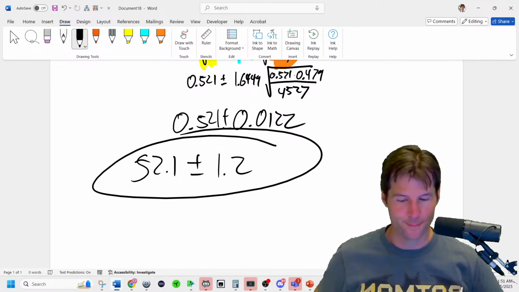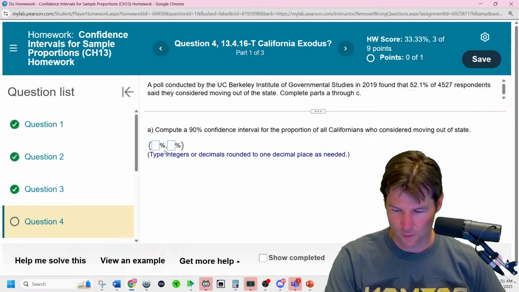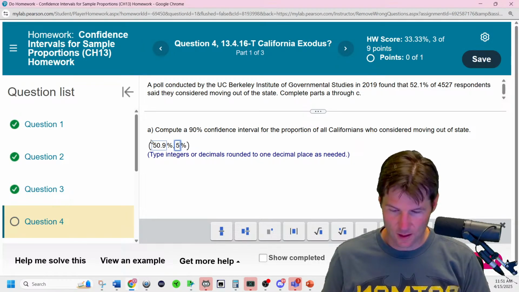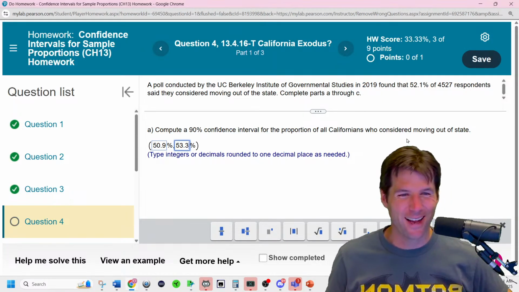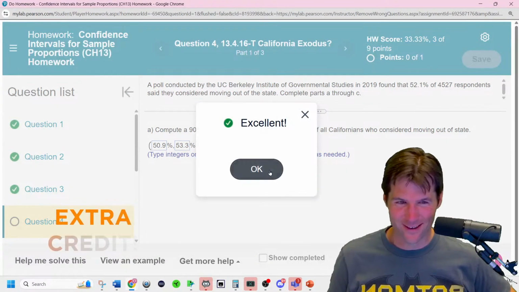Yep, 50.9. Subtract and then add. And go back to here. So 50.9 is the subtraction, and then 53.3 is the addition. I like the decimals at DD right there. I like that. Some points. There we go. We got it right.